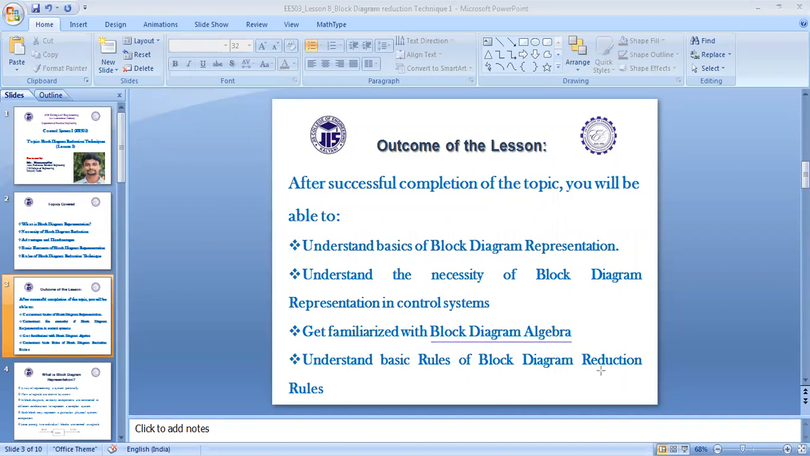block diagram reduction technique. So under this lesson, we'll be discussing only 3 rules of block diagram reduction technique. That is, if blocks are connected in series, in parallel, or in feedback, then how can we reduce those number of blocks into a single block? So 3 basic rules will be discussed under this lesson, and the remaining rules will be discussed in the next class.